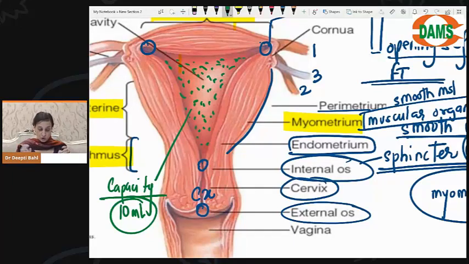Now, put these two concepts together. Endometrium having a raw area, and these raw surfaces come in contact with each other. Can you tell me what will happen when raw surfaces come in contact with each other? Tell me.